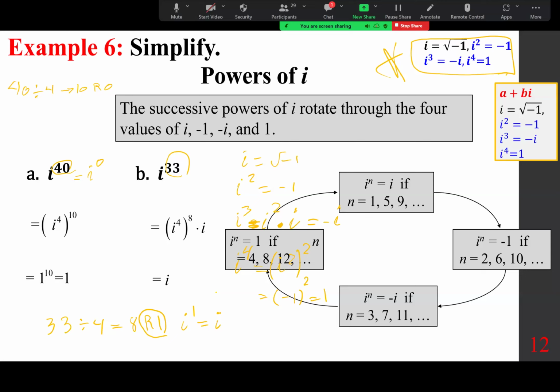Okay. I'm going to give you a couple more examples so you see how easy you can figure things out. Okay. Divide by 4, keep the remainder.